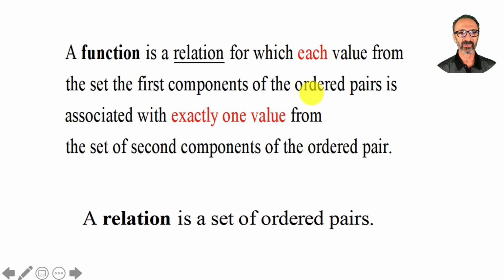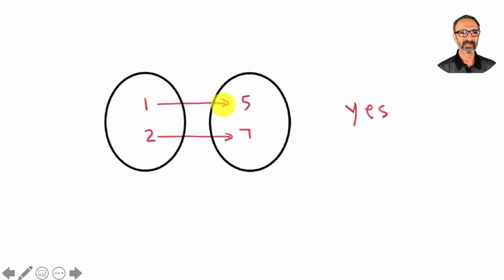Now, to explain those two conditions, I have to show you enough examples, and this is what I have for you. This graph right here shows a mapping or ordered pairs. 1 goes to 5 and 2 goes to 7. It's a function. Every input has exactly one output.